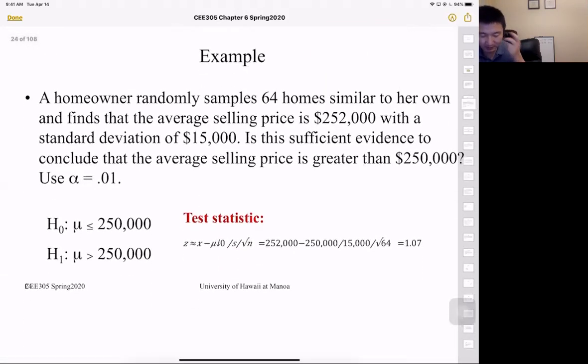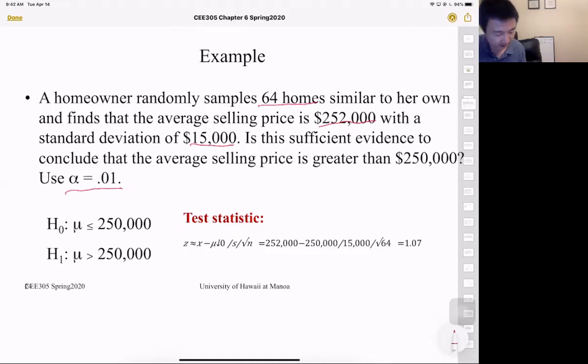All right, so let's look at an example of a one-tailed test. A homeowner has a sample of 64 homes. Okay, this is a large sample, and found that the average is this much, and the standard deviation is 15,000. The question is asking, is this sufficient evidence to conclude that the average selling price is greater than $250,000? Okay, alpha is given as 1%. So how to set up H0 and H1?